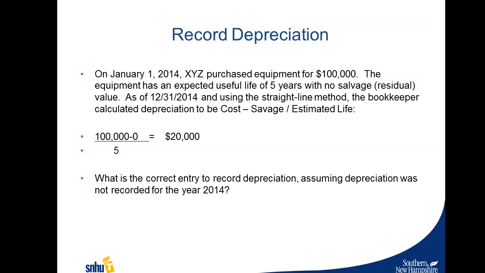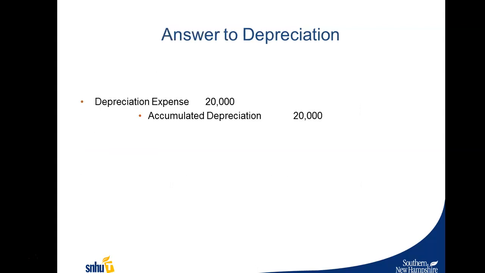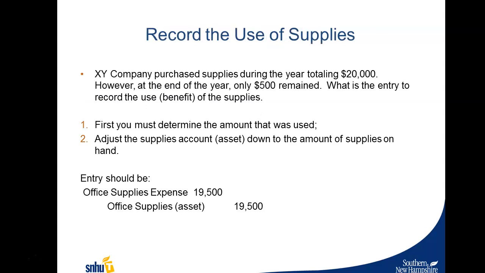So that annual depreciation number of $20,000 may have to be prorated for the number of periods that we are covering in that financial statements. Very important to note. And here is the entry that you'll record. Now, the use of supplies.